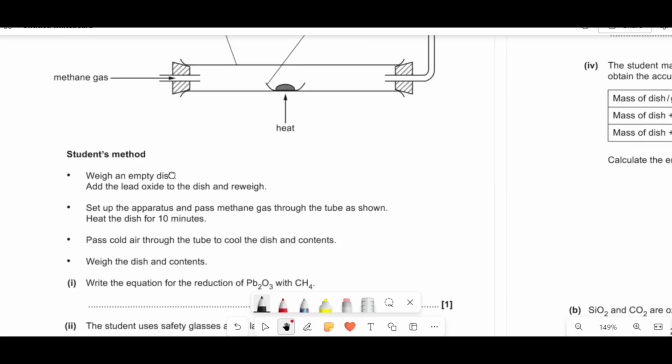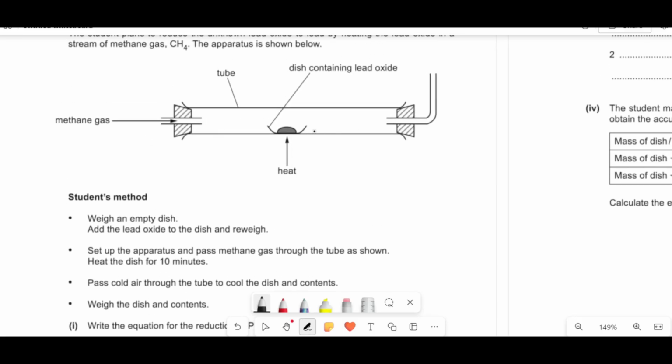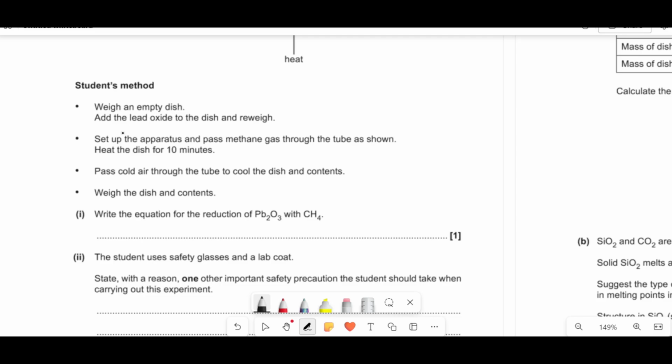So the student's method, let's see what's going on. We've got methane gas coming in here, we're heating this, we've got a dish containing lead oxide, and we have a tube. Fine. What they're doing is weighing an empty dish, adding the lead oxide to the dish, and reweighing. They set up the apparatus, pass methane gas as shown, heat it for 10 minutes, pass cold air to cool the dish and the contents, and weigh the dish and the contents.